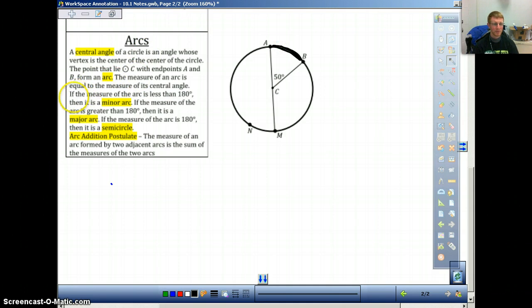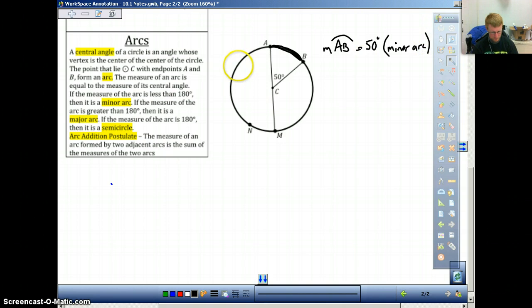Okay, so now it says if the measure of the arc is less than 180 degrees, it's a minor arc. Actually, we have to take a step back. It says the measure of an arc is equal to the measure of the central angle. So because this central angle is 50 degrees, the measure of this arc is 50 degrees. So the measure of arc AB, and you see this line, that means the arc of AB is equal to 50 degrees. Now, because it's less than 180 degrees, we call that a minor arc.